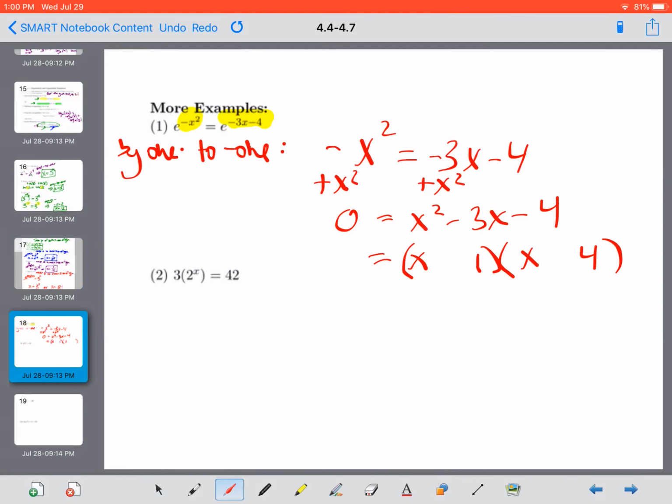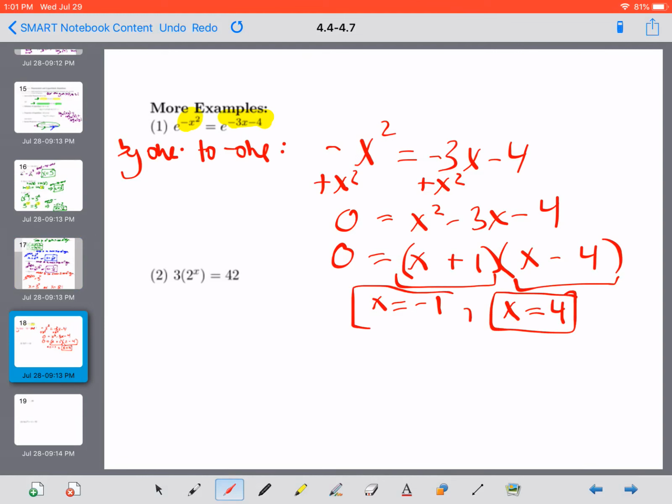1 and 4 would work. I need it to multiply to negative 4 and add up to negative 3. So x minus 3 and x plus 1. And setting each one of these factors equal to 0 is going to give us x equals negative 1 and x equals 4. These are your two solutions. So this is the first time that in solving an exponential equation, we actually got two solutions. So negative 1 would work here and 4 would also work.